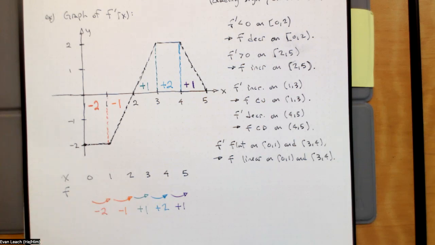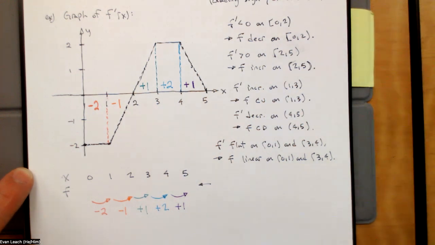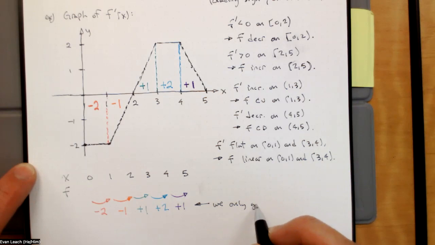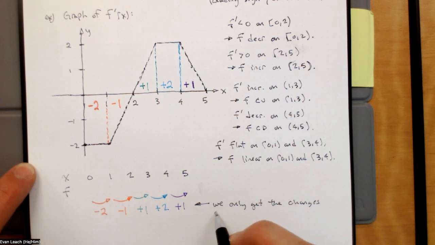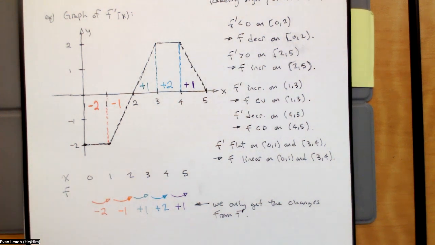So we don't know from where. That's the plus C parts. I have to tell you something about where we started. We only get the changes from f prime. We need more information to know where we start.